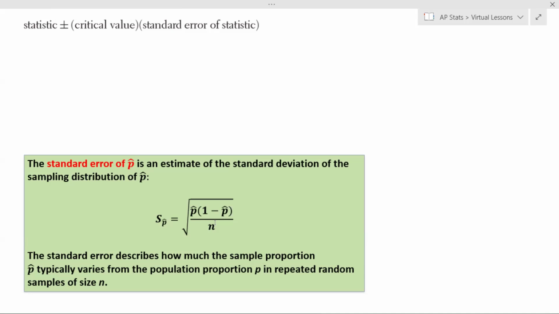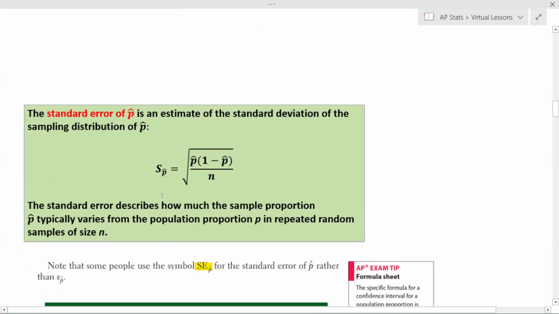Okay, so again, this is an example of how much the sample proportion p hat is going to typically vary. Notice it's in repeated random samples of size n. Now, some people use SE sub p hat as the notation for standard error rather than just S sub p hat. So just be aware of that in case you do see that.